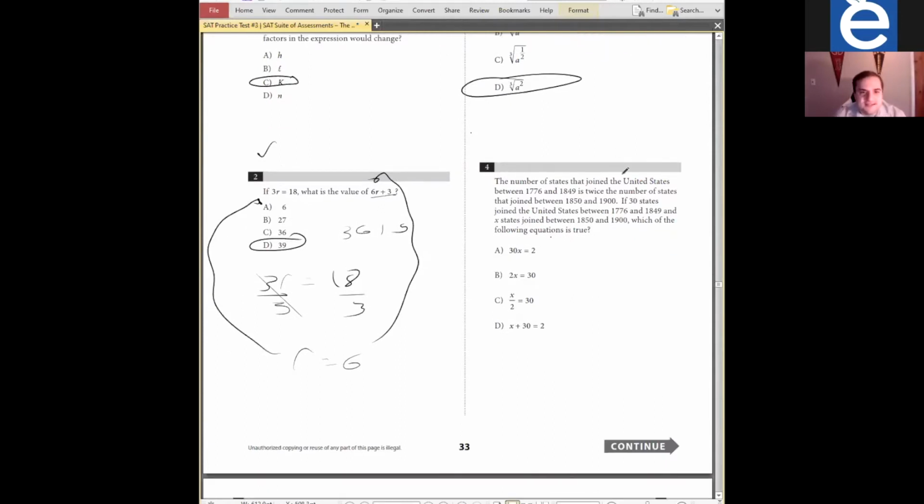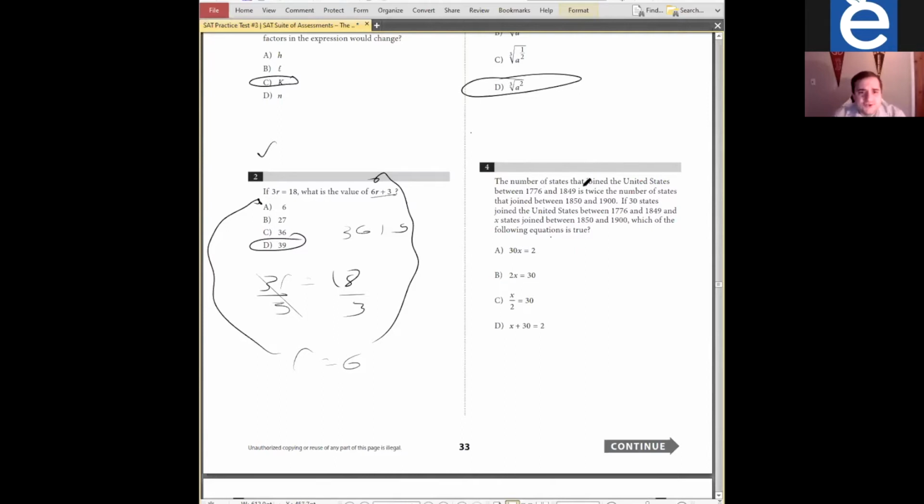The number of states that joined the United States between 1776 and 1849 is twice the number of states that joined between 1850 and 1900. If 30 states joined between 1776 and 1849, and X states joined between 1850 and 1900, which of the following equations is true? Okay, let's take a look back.